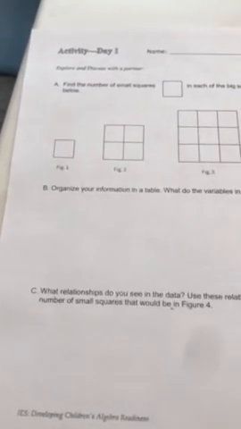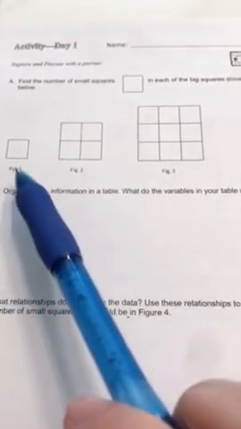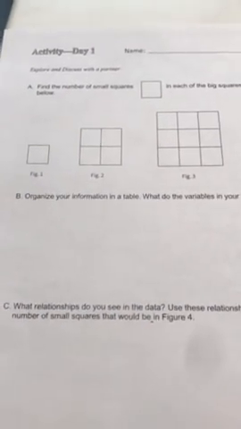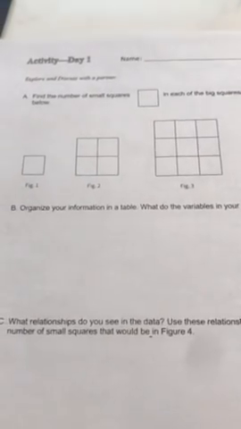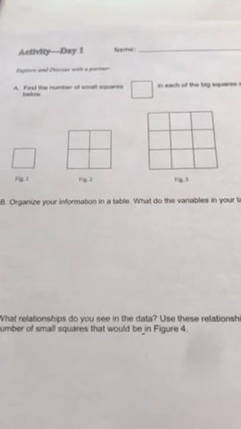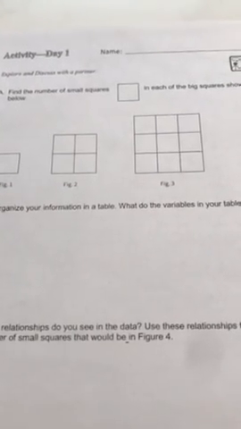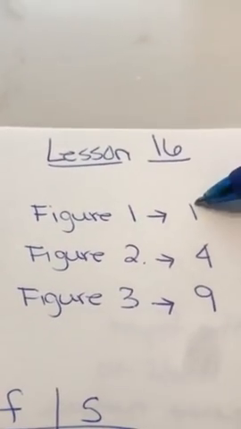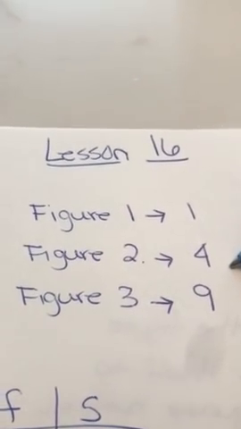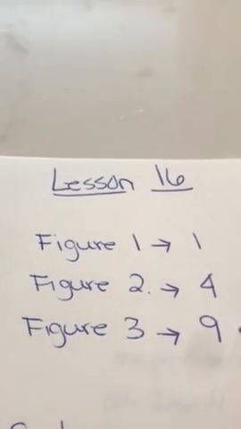So for A, it says find the number of small squares in each of the big squares shown. Okay, so we've got to do that first. So in figure 1, how many small squares do you see? Okay, I'm hoping you only see 1. For figure 2, how many small squares do you see? I'm hoping you see 4. And for figure 3, how many small squares do you see? Hoping that you see 9. Okay, so for A, this is what we're looking at. Figure 1 had 1 small square, figure 2 had 4, figure 3 had 9. Okay, that's going to be important when we set up and organize our table.